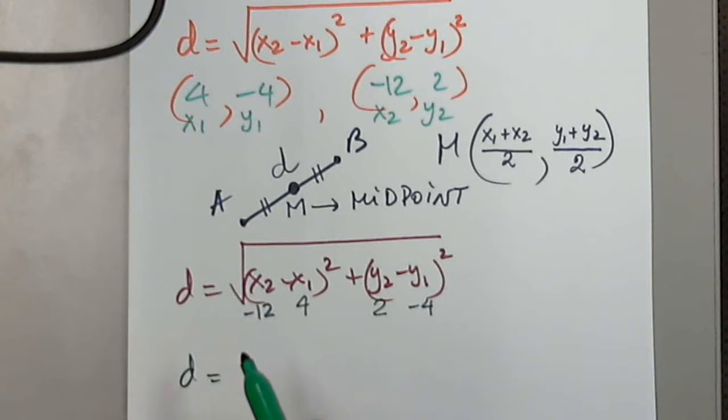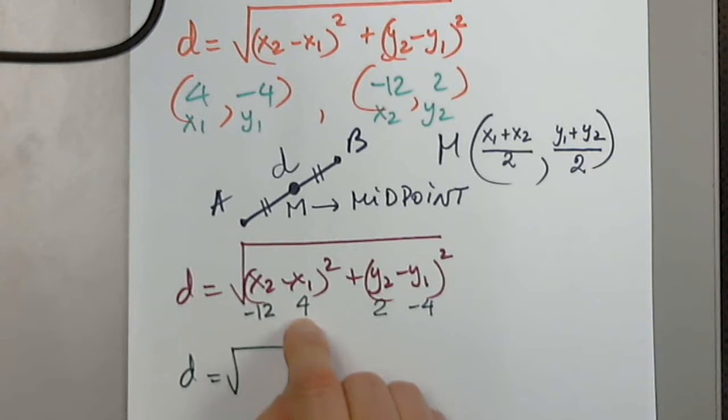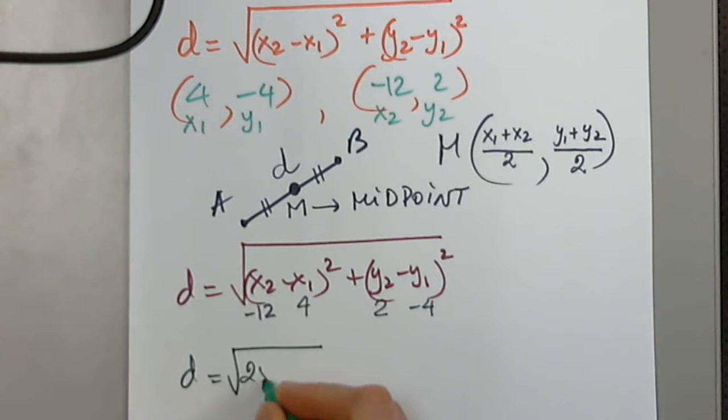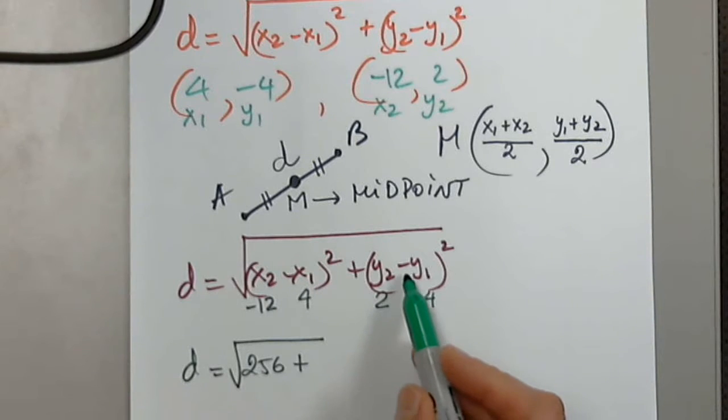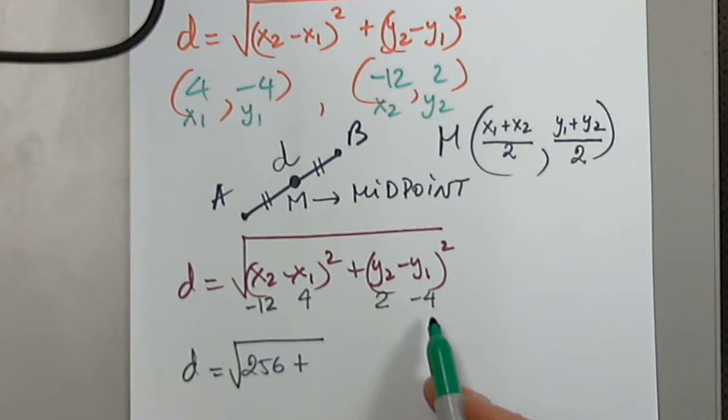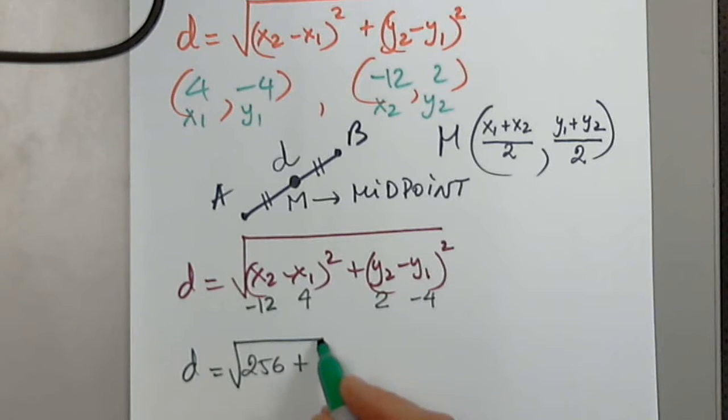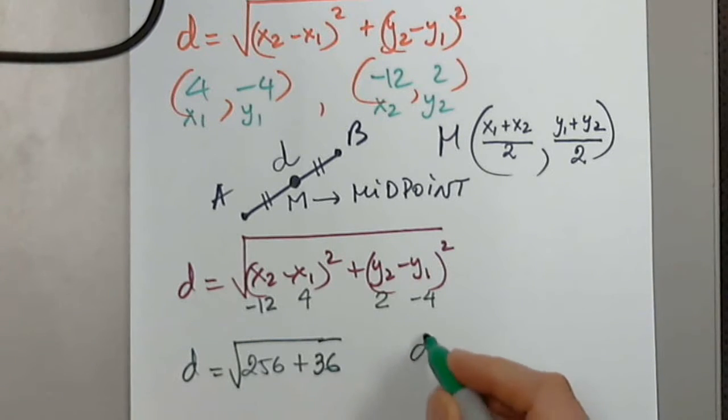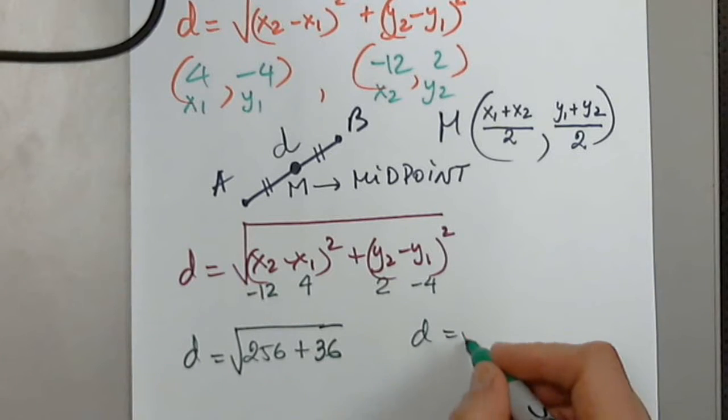And now let's think together. Negative 12 minus 4. Negative 16. Negative 16 squared, which is 256. Plus 2 minus negative 4. 6 squared. 36. That's it. This is what I want to see. Why? Because you may be tempted or may forget and write a negative number. So this is what I recommend. So then D equals the square root of 292.